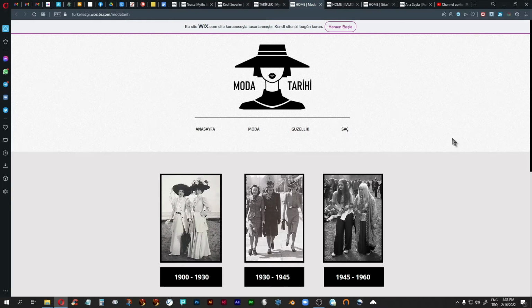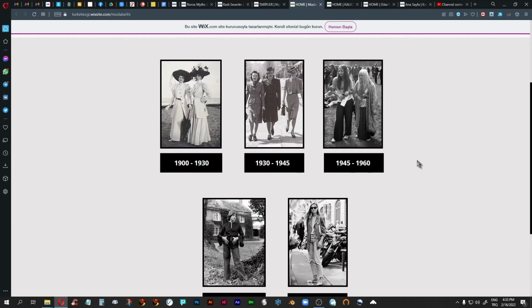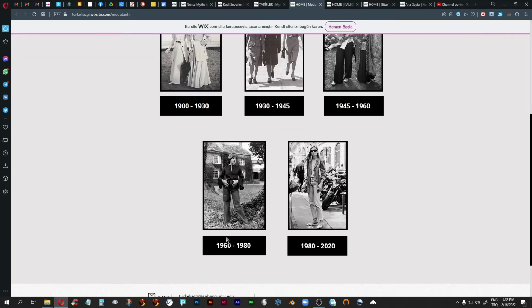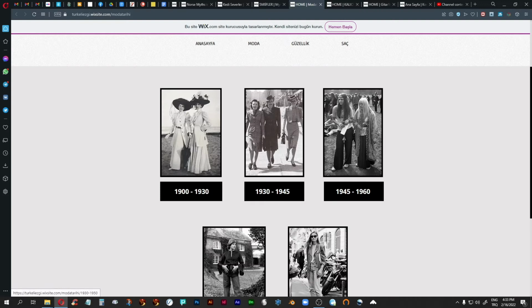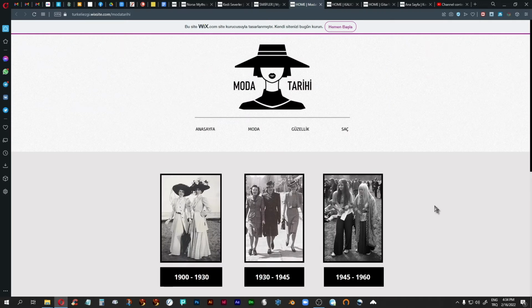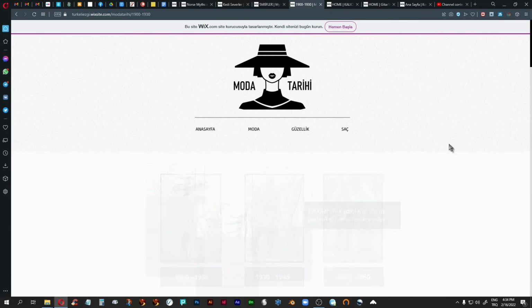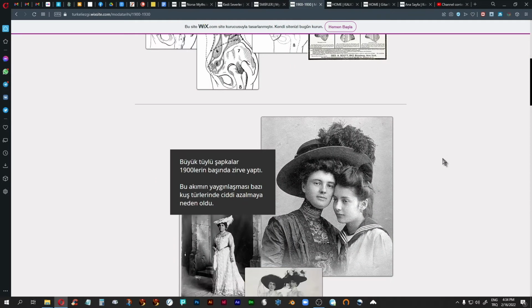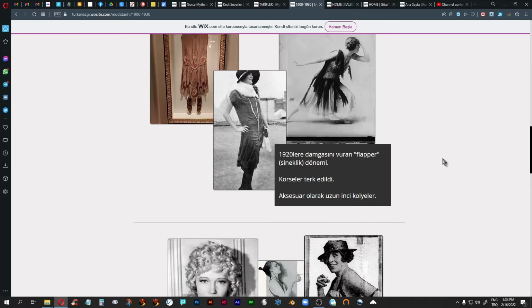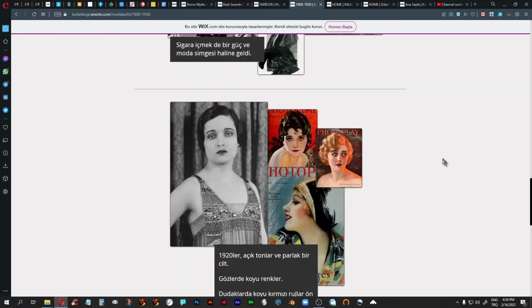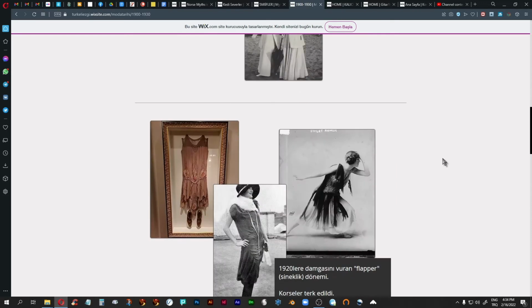Next up is Ezgi's website, which is a research into fashion, which is separated into fashion, beauty, and hairstyles. And she broke the past 100 years or 150 years or so into different time spans. And then you can access these from here individually if you want to. And she made these very interesting collages, which is how she shows it.